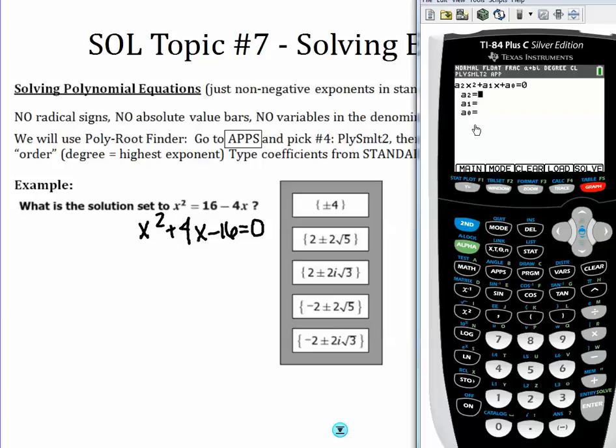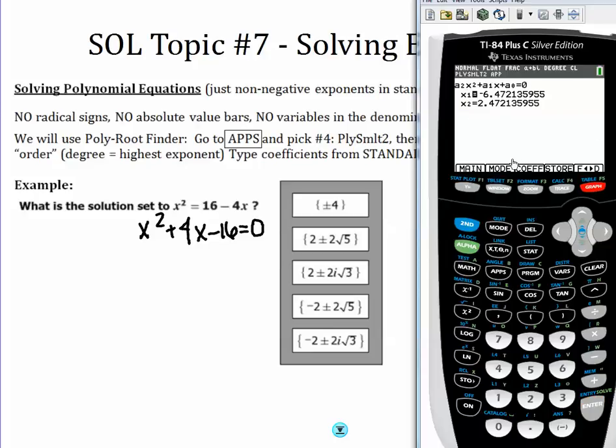is in standard form. So I'm going to type 1, because that's the leading coefficient, 4, and then negative 16. Make sure you pay attention to the signs because that's very important. And then I click Graph to solve.